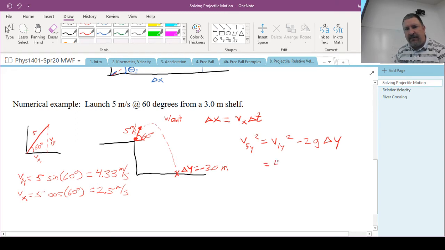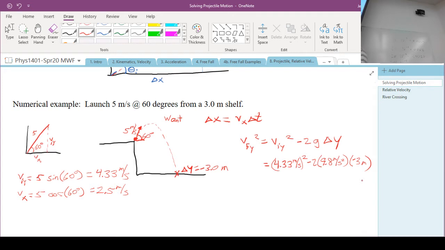So this is 4.33 meters per second, quantity squared, minus 2 times 9.8 meters per second squared times minus 3 meters. So the minus sign that's part of the acceleration, I put out front here. G is not negative. I had to put the minus sign there myself. And then this minus sign is the downward lowering of the projectile from the initial point to the final point.